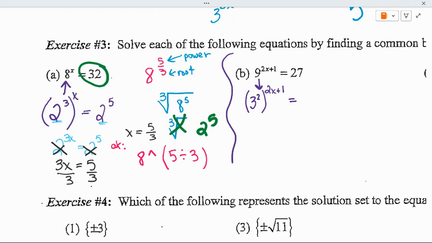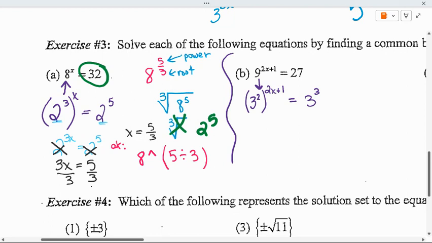So look at your 3. Hang on. So this is how it works. These are the exponents. These are the bases. So 3 to what power is 27? 3 to the 3rd power. So we're going to rewrite that as 3 to the 3rd power.